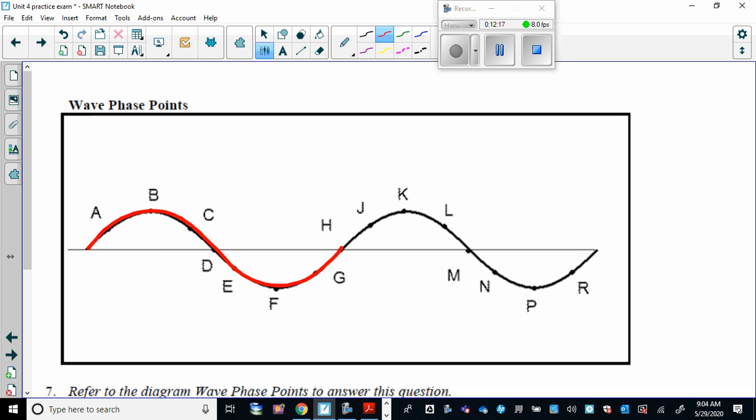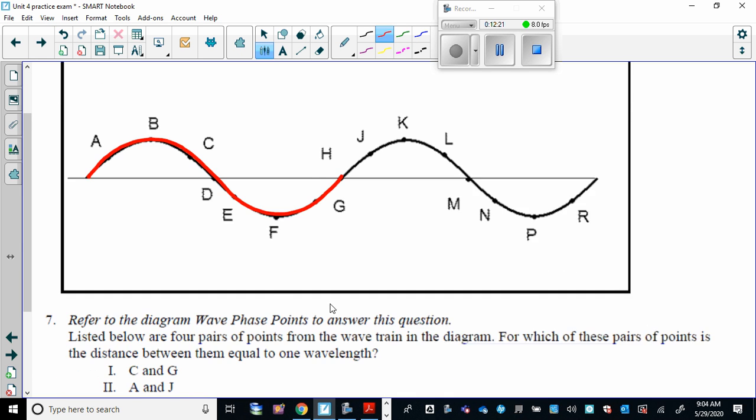One crest, one trough, that's a wavelength. So now we have to determine, though, if I go from C to G, is that a wavelength? C to G. Not even close. Erase that one. How about A to J?